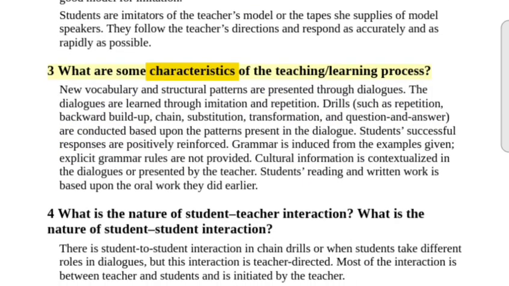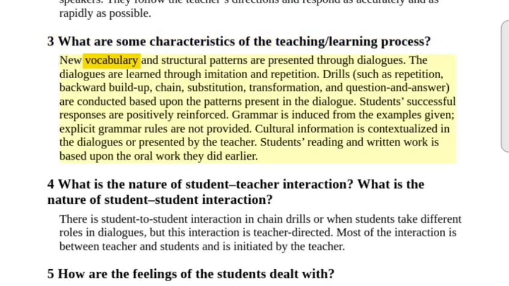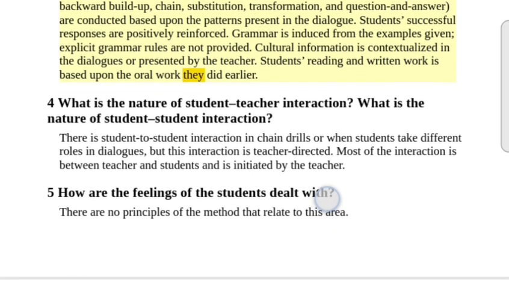3. What are some characteristics of the teaching-learning process? New vocabulary and structural patterns are presented through dialogues. The dialogues are learned through imitation and repetition. Drills such as repetition, backward build-up, chain, substitution, transformation, and question and answer are conducted based upon the patterns present in the dialogue. Students' successful responses are positively reinforced. Grammar is induced from the examples given, explicit grammar rules are not provided. Cultural information is contextualized in the dialogues or presented by the teacher. Students' reading and written work is based upon the oral work they did earlier.